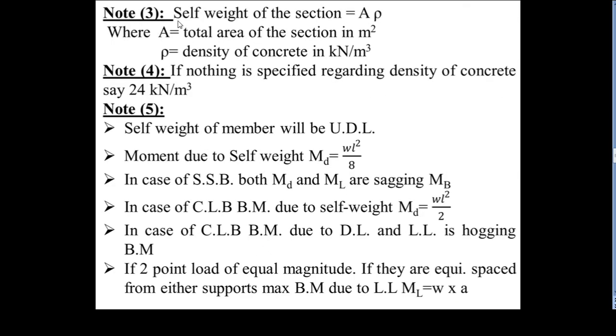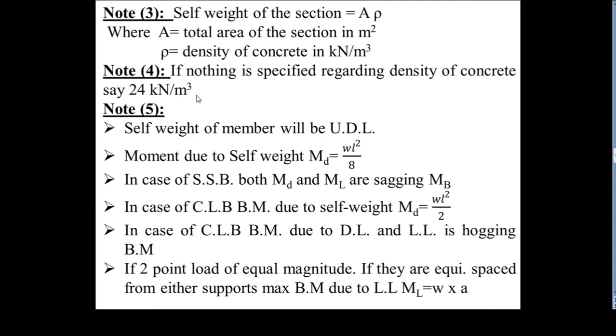In note number 3, self weight of the section is equal to A into rho, that is area of cross section into density of concrete rho, where A is the total area of cross section and rho is the density of concrete. And note number 4, if nothing is specified regarding density of concrete, say it is 24 kilonewton per meter cube.